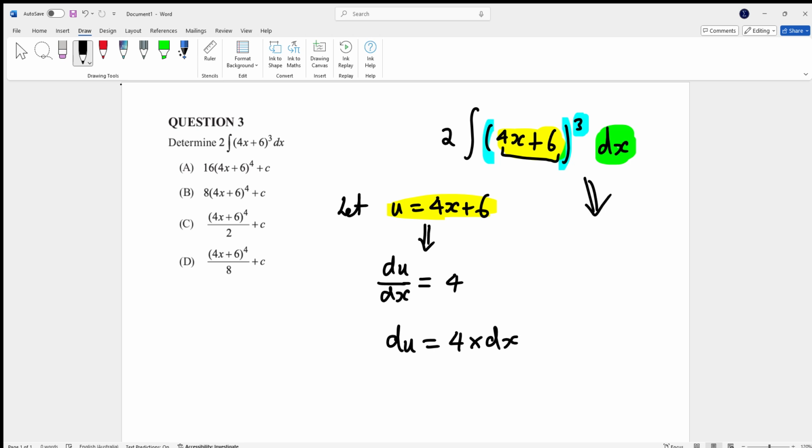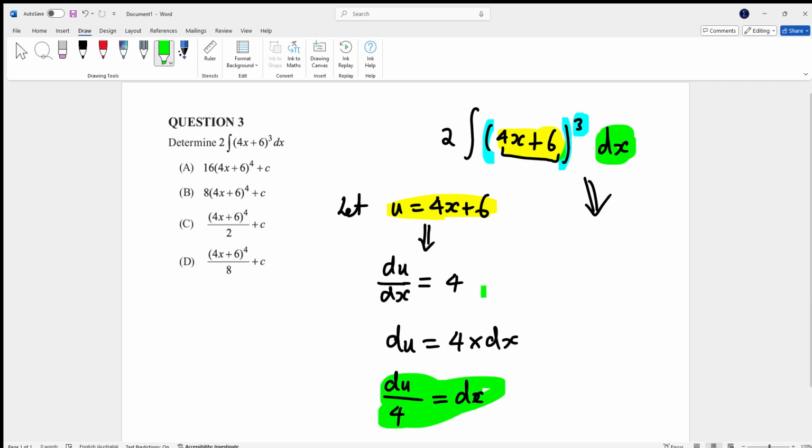Now, quick question. This is conjoined together, so is this. That's why the d's don't cancel there. It doesn't make any sense then, okay? They're conjoined together. Now here, if I want to move the 4 to the other side, I divide both sides by 4. So here I get du over 4 is equal to dx, okay? So this is exactly equal to dx.